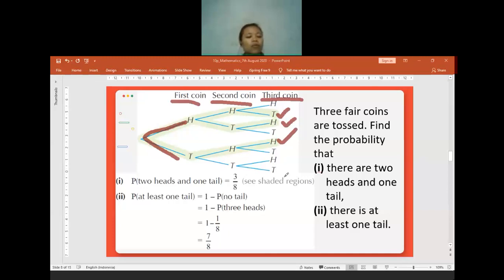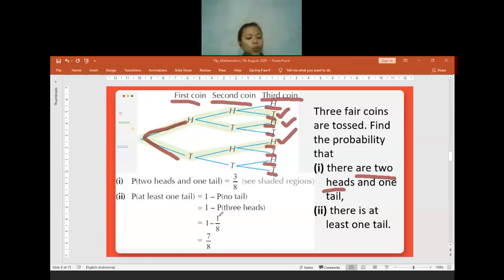So the 3 of them will be tails, because the question is only asking for 2 heads and 1 tail. There are only 3 possible outcomes that have 2 heads and 1 tail. That's why the numerator becomes 3. The denominator becomes 8 because in total there are 8 possibilities: 1, 2, 3, 4, 5, 6, 7, 8. That's why it will be 3 per 8.